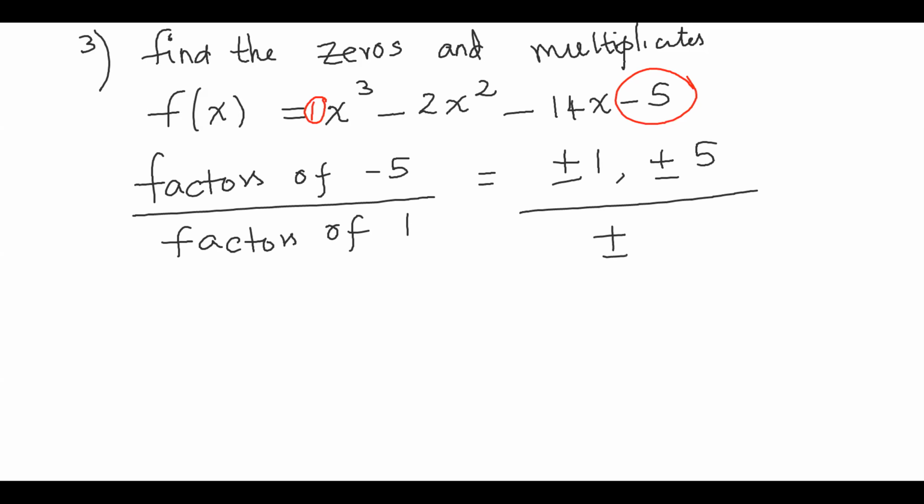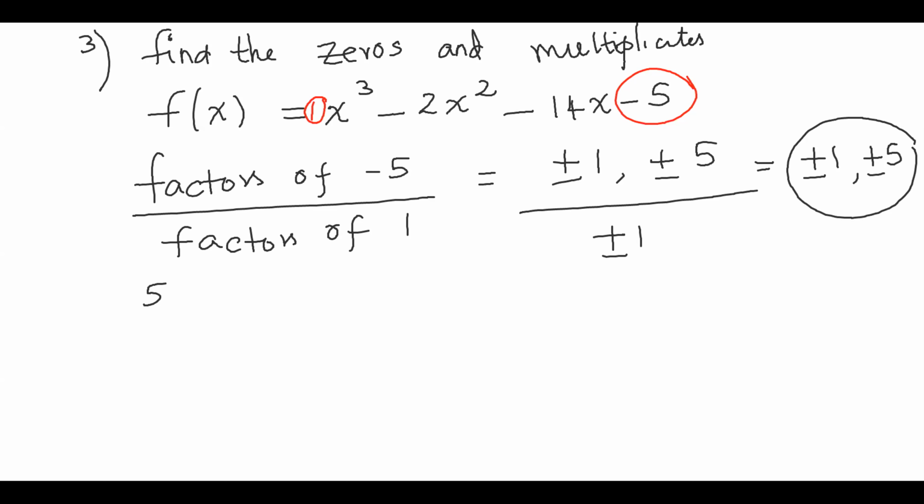So plus or minus 1. The only possibilities, when you list them, are plus or minus 1 and plus or minus 5. So let's try number 5. Sometimes you can just use trial and error.